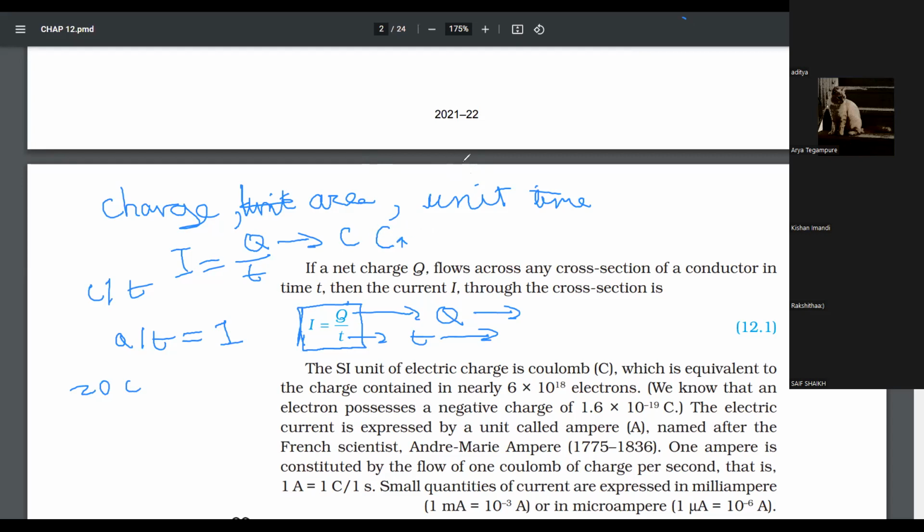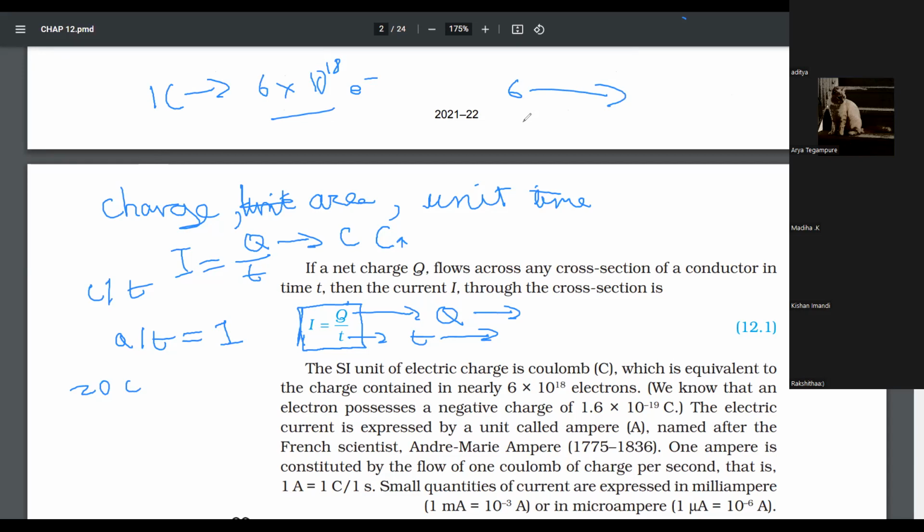So we have coulomb, as we know. Coulomb is the SI unit of charge. Since we know that electric current is constituted of electrons, what we can say is the charge in 1 coulomb is approximately equal to the charge of 6 times 10 to the power 18 electrons. What does this mean? 6 times 10 to the power 18 is a very, very big number. It's 6 and then 18 zeros after that. It'll be in trillions, quadrillions.